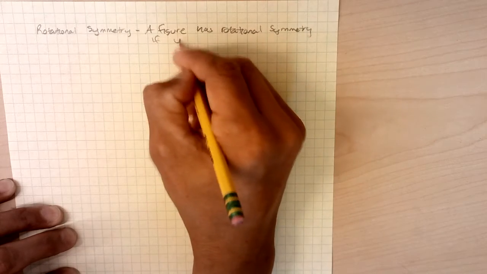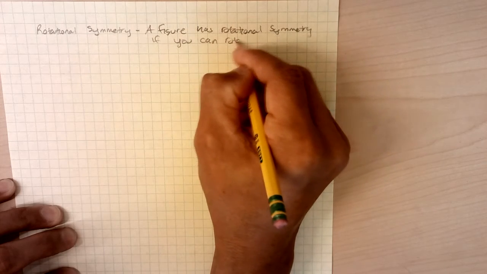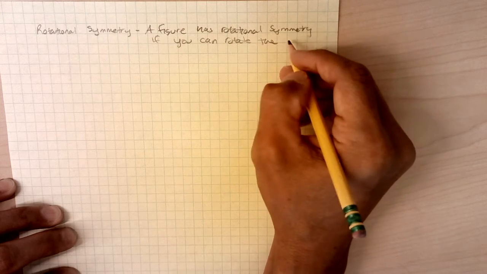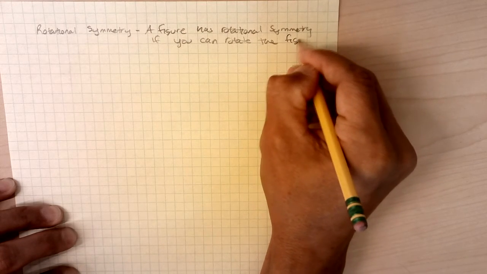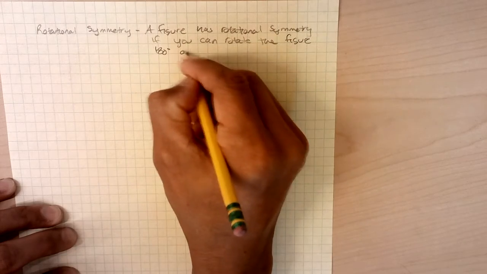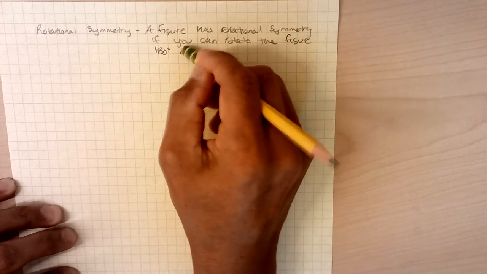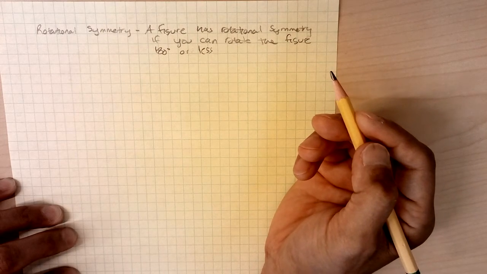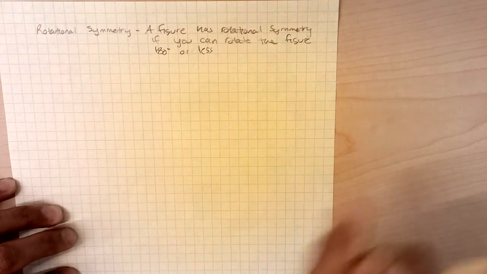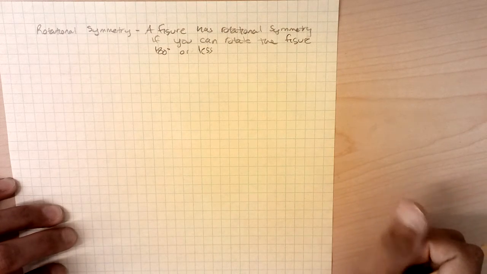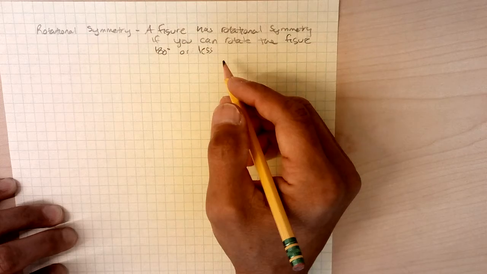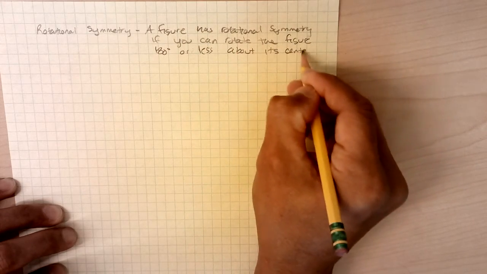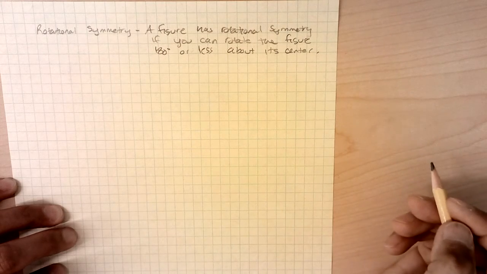If you can rotate the figure 180 degrees or less about its center. Otherwise, if the requirement 180 degrees or less wasn't there, then everything would have rotational symmetry because you could rotate something 360 degrees and you'd have the exact same figure. Okay, so it has to be 180 degrees or less about its center. And then the center there would be the center of symmetry.